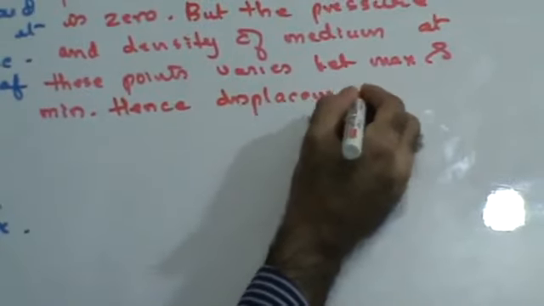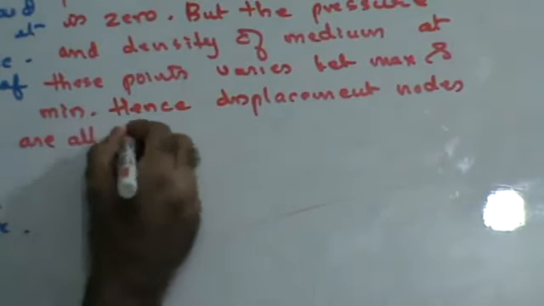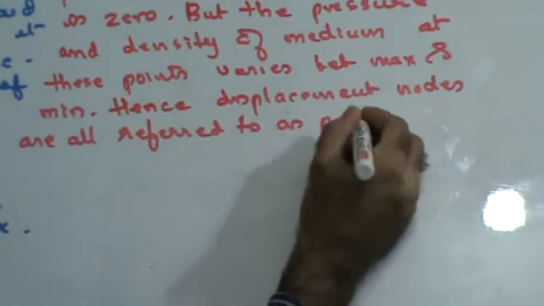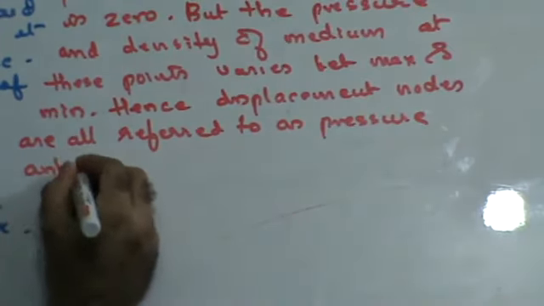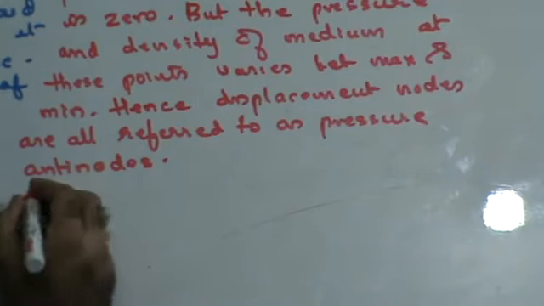Hence, displacement nodes are also referred to as pressure antinodes. Since there is a variation between maximum and minimum value of pressure, they are called antinodes, and since it is only the pressure that is changing, they are called pressure antinodes. Similarly, you can have displacement antinodes.